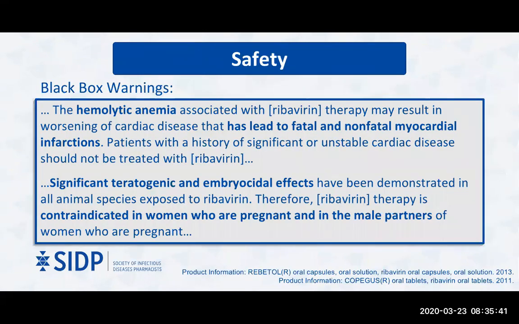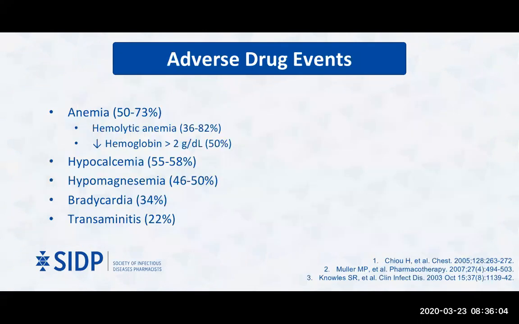Shifting gears a little bit from the in vivo data and looking at the safety data for ribavirin, this agent is known to have 2 black box warnings, one for hemolytic anemia and one for teratogenicity. Therefore, significant caution should be applied to patients with a history of significant or unstable cardiac disease, and it should also be avoided in patients who are pregnant or in their male partners.